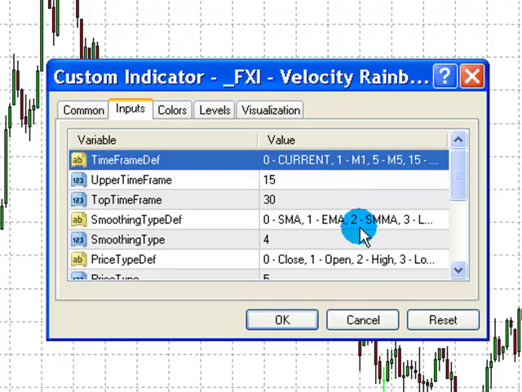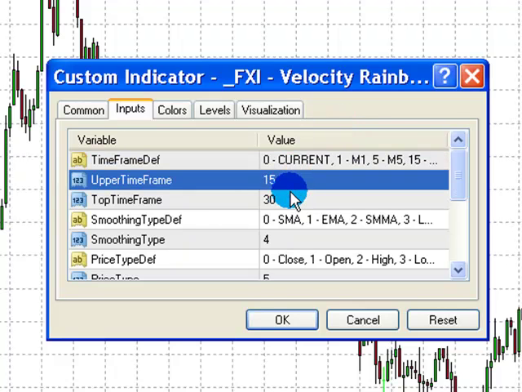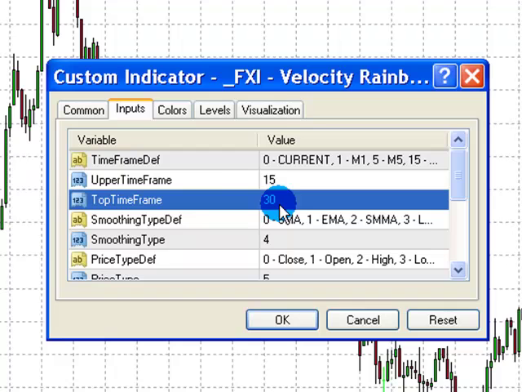Time frame depth is the setting that can be used for the upper and top time frames. There is a velocity that is drawn for the current time frame always. If you just want to overlap them, you set it to 0 for current. We've set it for two higher time frames. I'm going to get the 15 and the 30-minute time frame in this case.